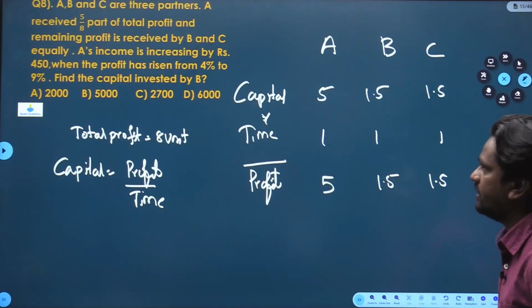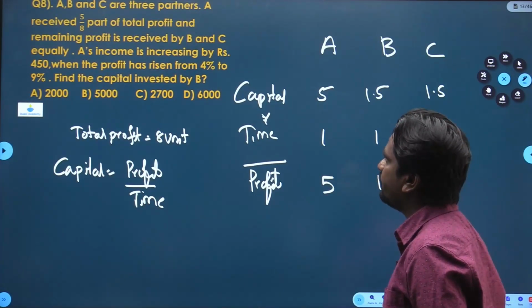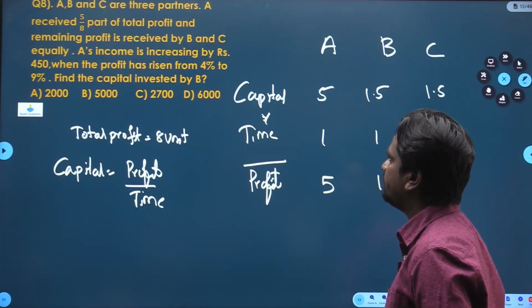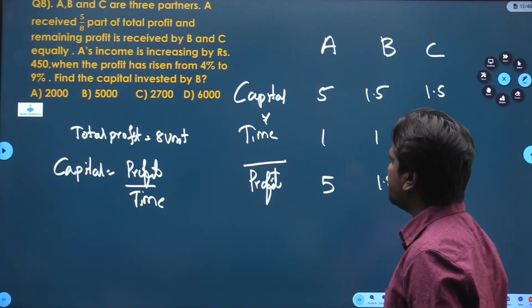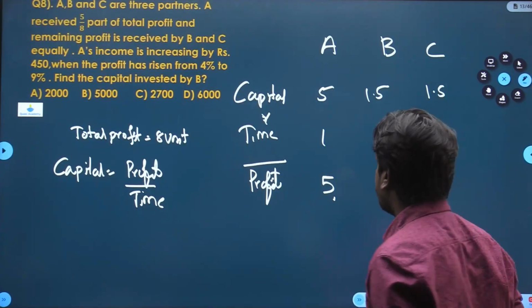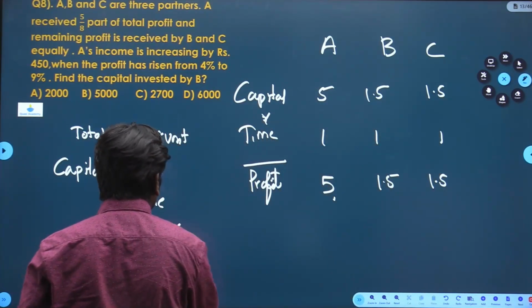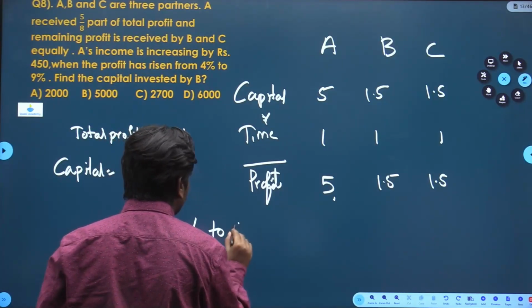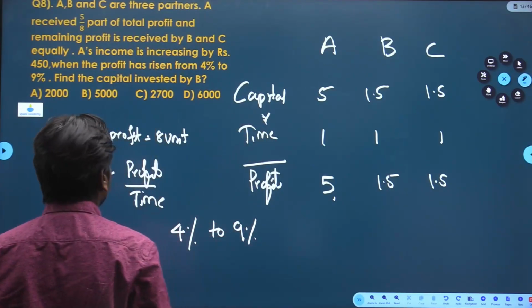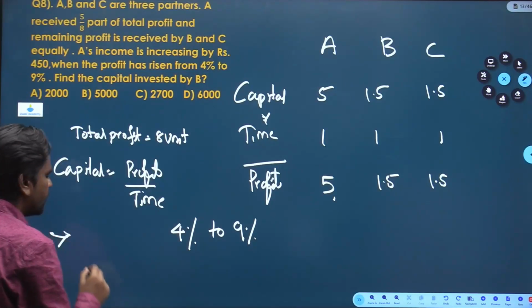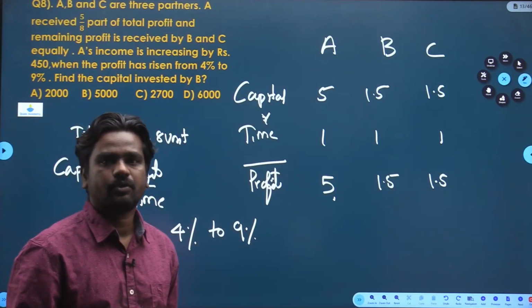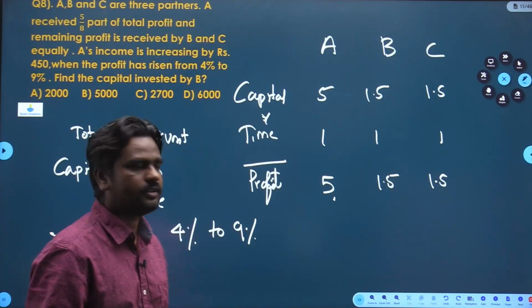What he is saying is, when the profit has risen from 4% to 9%, A's income has increased by 450. So A's profit has increased by 450 rupees. Profit percentage is always calculated on capital.